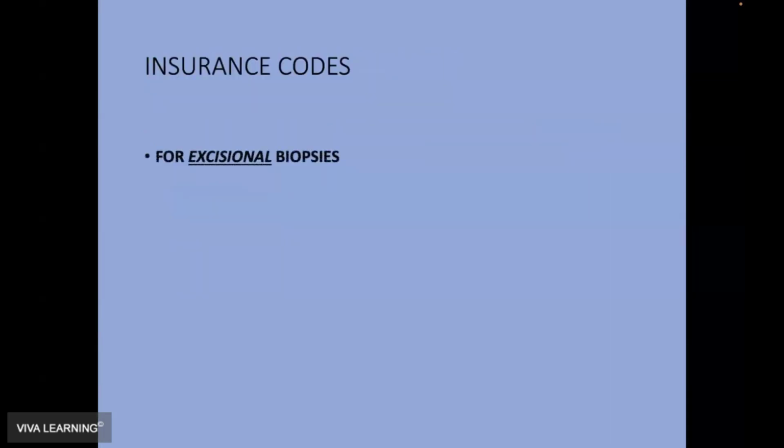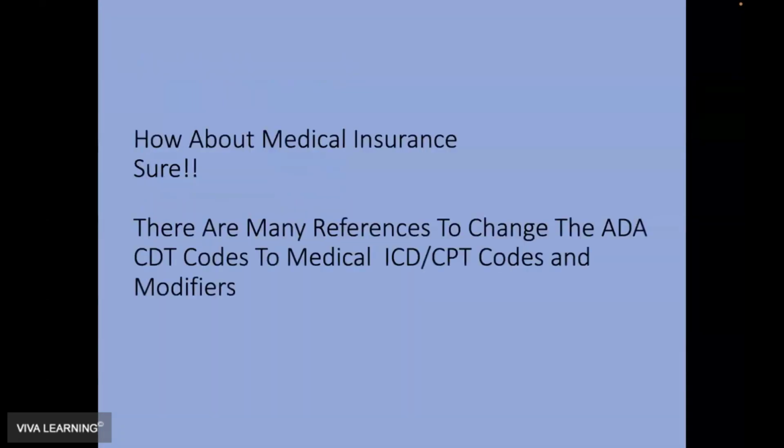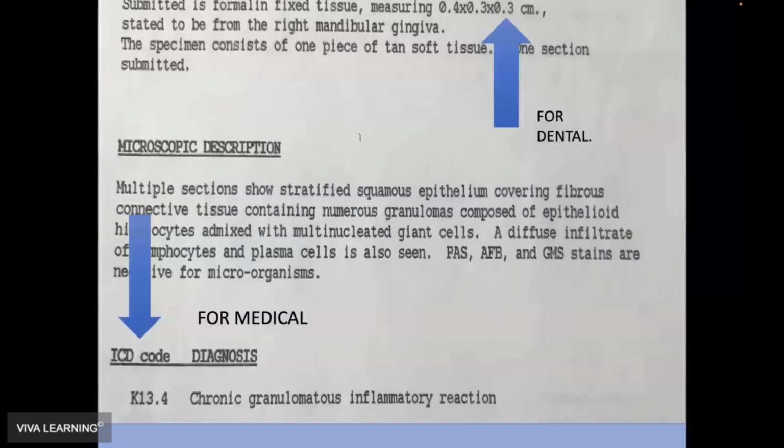Insurance codes. There are insurance codes for excisional biopsies, for incisional biopsies, for different size lesions. They're all ADA oral surgery codes, 7000 section codes. And there are many references to change the ADA codes to medical ICD and CPT codes. This is a pathology report, and it tells me the CPT, the ICD, and all of the information I need to send this to medical insurance.